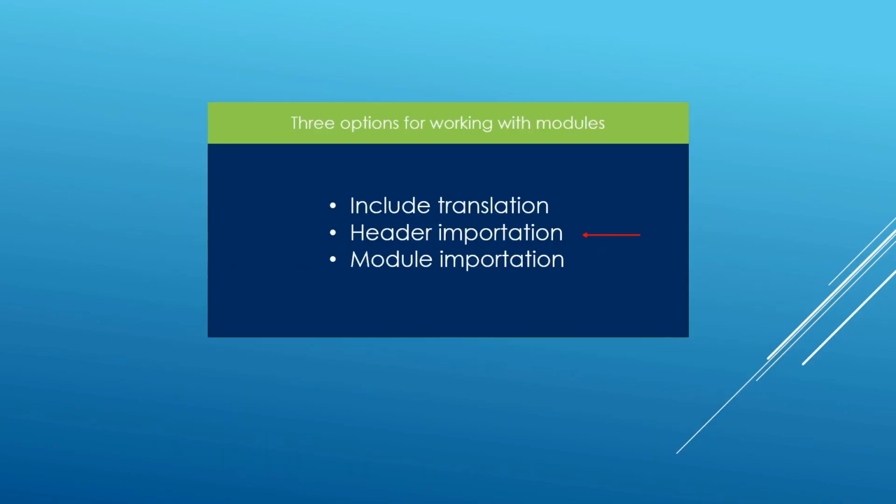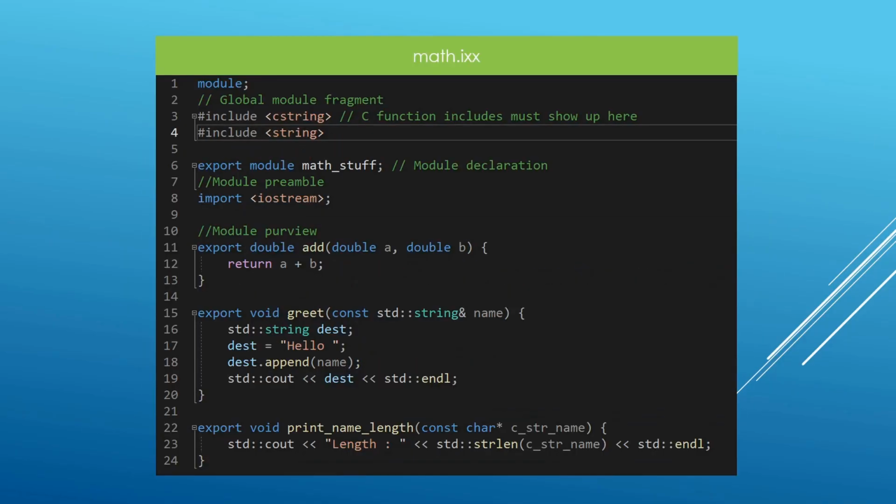The other option is header importation, which is what we have been doing all along. If we go back to our code and look at line 8 here, we are doing header importation, and this is what we call a header unit in our C++ program. C++ compilers will compile this header file in a way that it can be treated as a module. That's why we can do this.